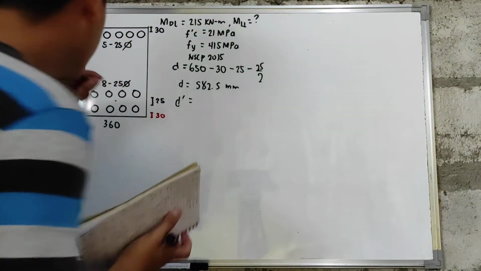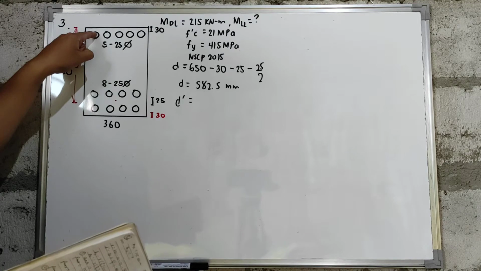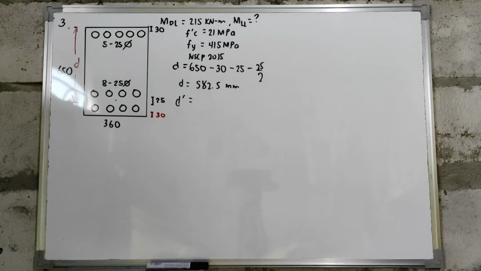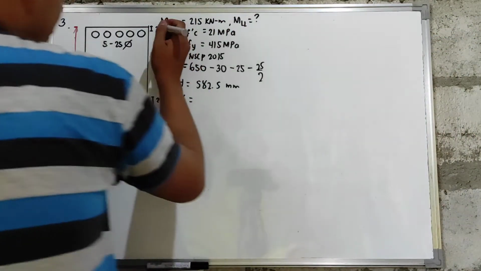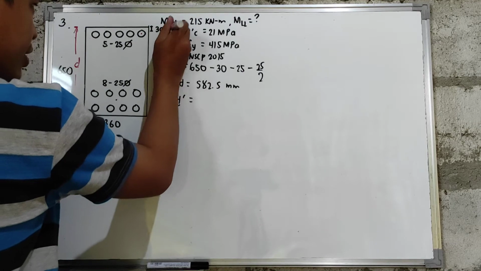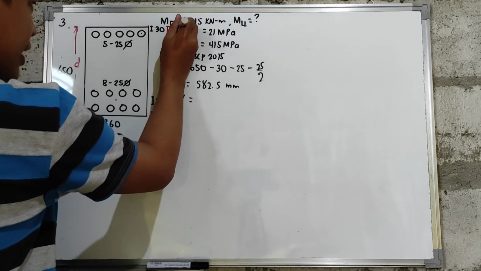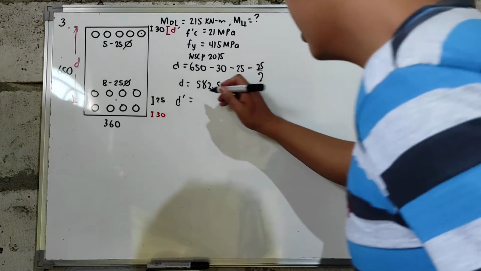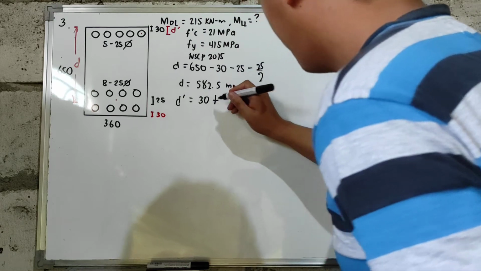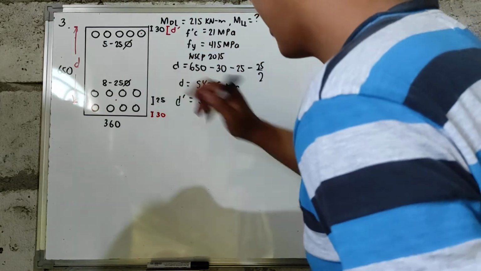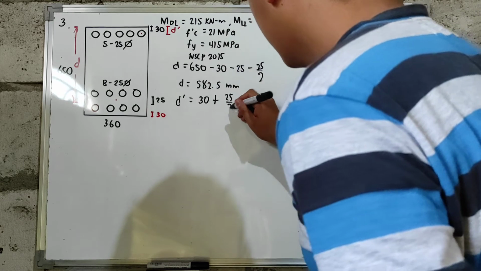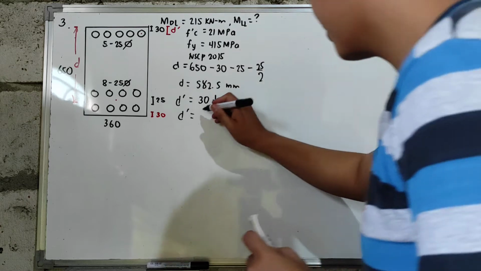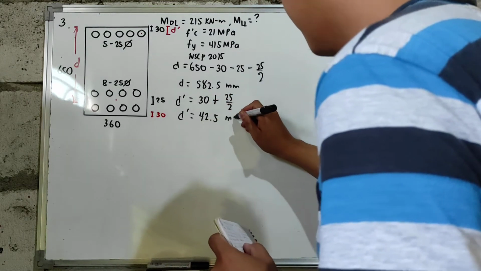How about naman yung D prime natin? Or the distance ng reinforcement natin from the center of your reinforcement to the outermost fiber natin in compression naman. So, paano natin i-compute naman yan? So, from the center ng reinforcement natin to the outermost fiber, that is D prime. So, yung clear concrete cover natin plus yung kalahati ng diameter ng reinforcement natin. So, you will have a value of your D prime which is now equal to 42.5 mm.